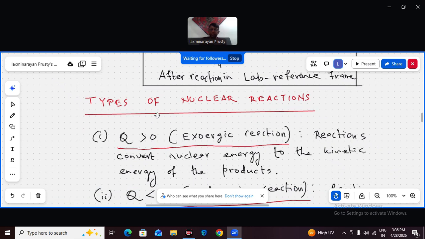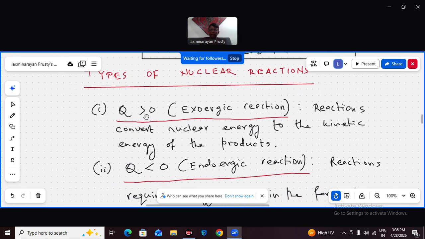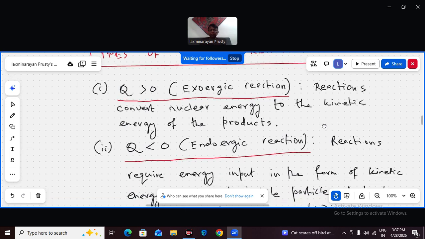Before proceeding, I'll discuss the types of nuclear reaction, what will happen in this reaction, and what possible Q values there are. Q can be greater than 0, positive. That means we call it an exoergic reaction. Some people say exothermic reaction as well. So these reactions convert nuclear energy to the kinetic energy of the products. Okay, it means the rest mass of the products will be less than the rest mass of the reactants.